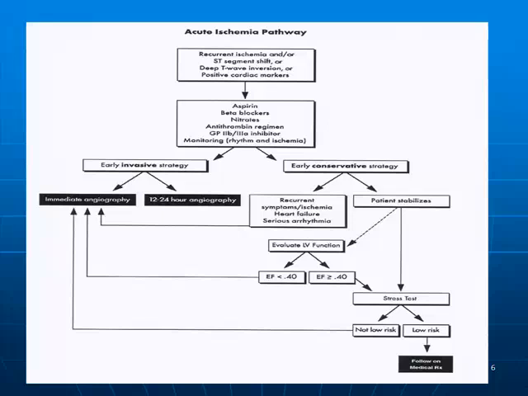Aspirin for all patients. Beta blockers unless contraindicated. Nitrates, particularly if they have chest pain. An antithrombotic regimen, which is going to be some type of heparin or maybe fondaparinux. A glycoprotein 2B3 receptor antagonist, perhaps. And then obviously they need to be monitored. You put them on a telemetry floor, typically, for continuous electrocardiographic monitoring.